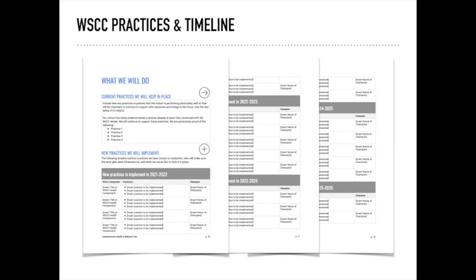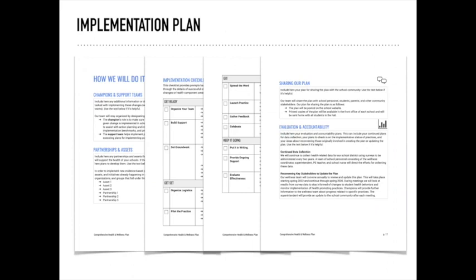The template also includes space to list the practices the district will implement related to the different components of the WSCC, as well as a timeline for doing so. And finally, the CHWP lays out the intentions of the task force moving forward to support implementation of the plan. And this includes things like identifying champions, sharing the plan with a wide audience, and evaluation and accountability procedures.